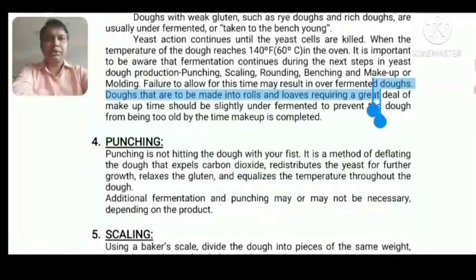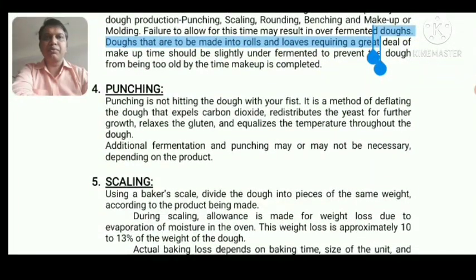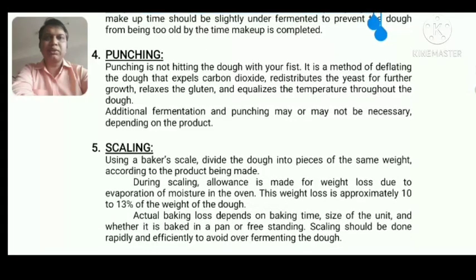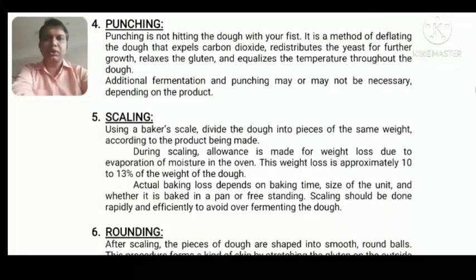Then we have punching. This is the stage where, after the first fermentation process, we punch the dough, or we make pores in the dough, so that the excess CO2 which was developed due to some issues of the yeast or their processing, the excess amount of CO2 which we do not require, comes out. So this punching stage is done.